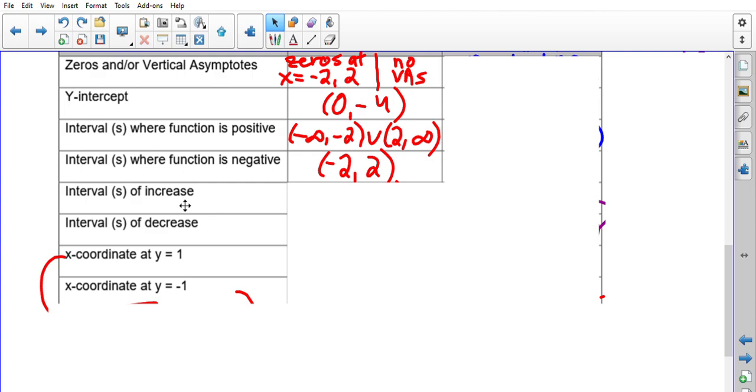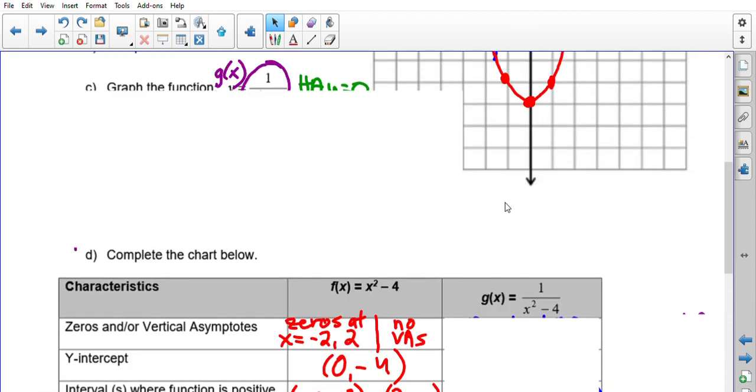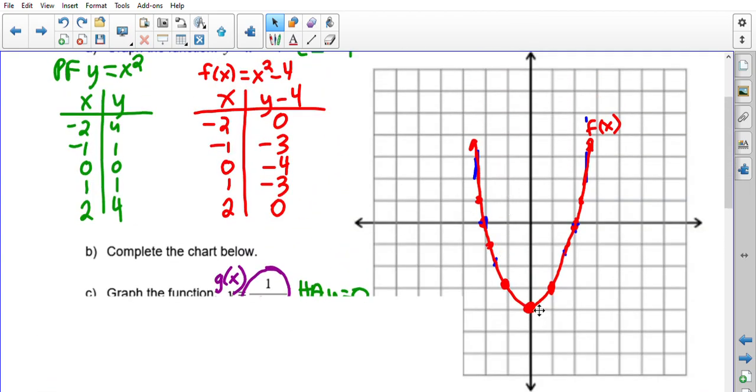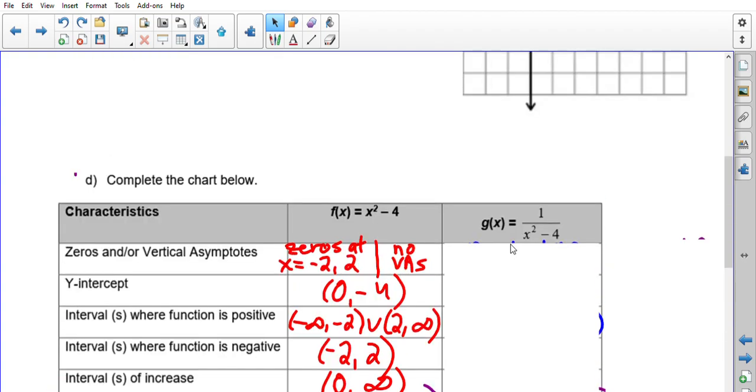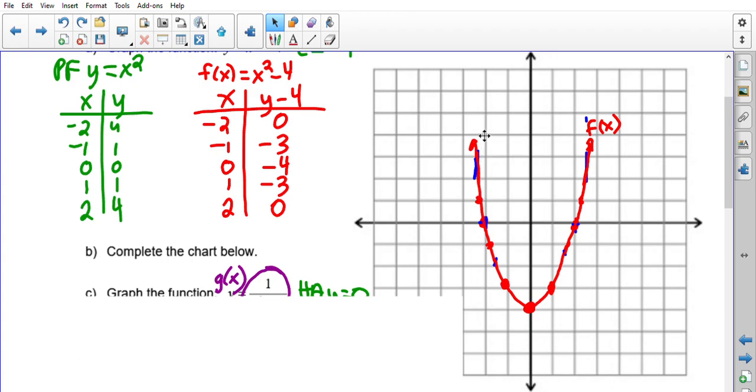The intervals of increase. The interval of increase is going to be everything from the minute you leave the vertex all the way to the right. So it's increasing here, so that's going to be from 0 to infinity. The intervals of decrease, that's going to be everything to the left of the vertex, and that's going to be from -infinity to 0.